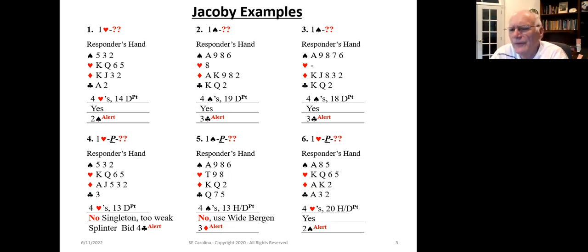Okay, we've got a super fit in hearts. Now the challenge is communicating back and forth, communicating what each player has. Now, if you're using the rule of 22 to open 1 heart, your partner's got 2 quick tricks.